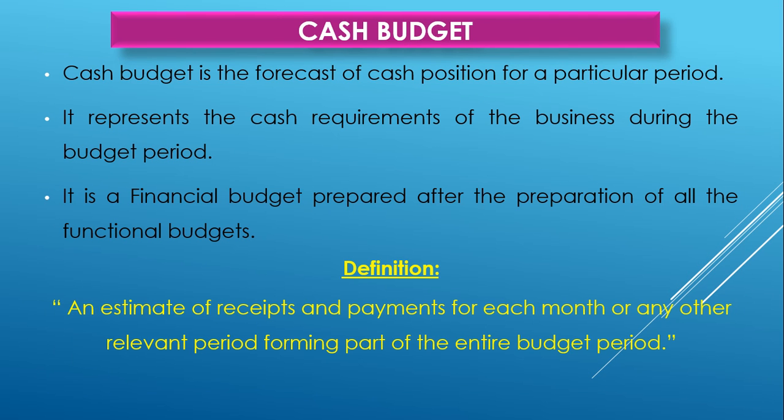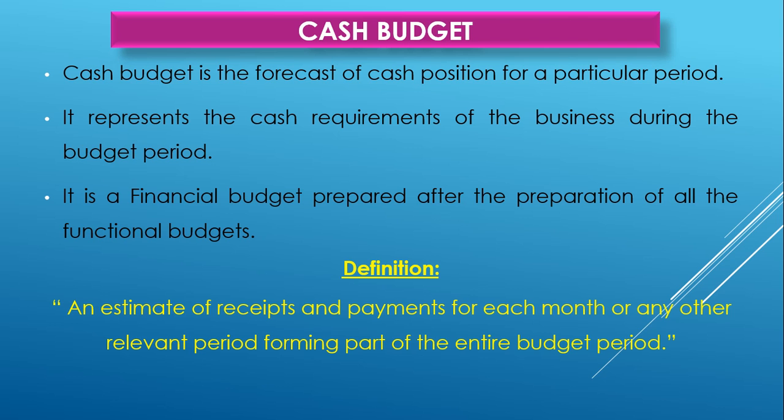Thereafter, now let's move towards the next, that is cash budget. What is cash budget? Cash budget is nothing but a summary of cash transactions. Whatever expenses are incurred by the organization and whatever they receive against those expenses, the summary of all such transactions is included in the cash budget.